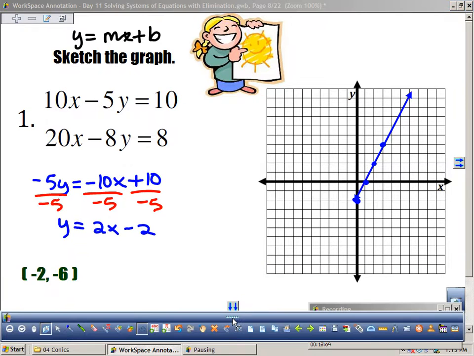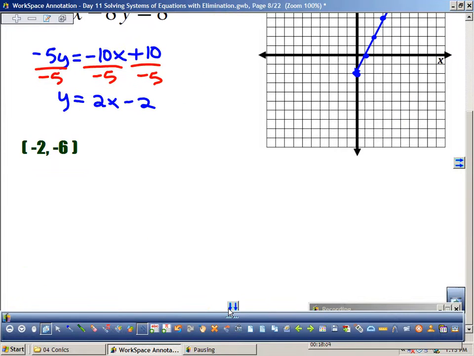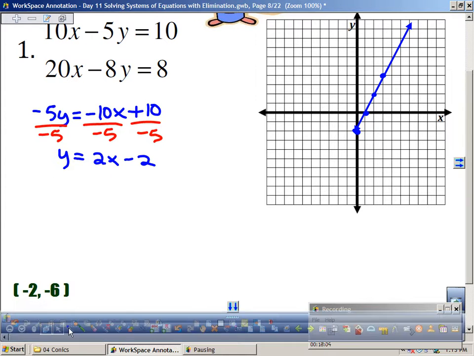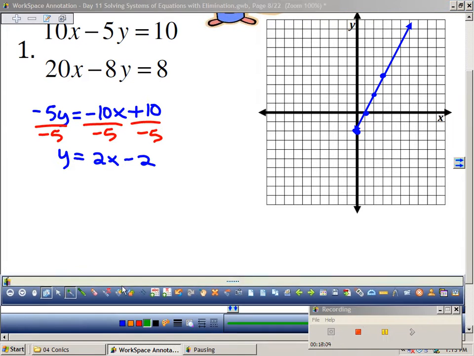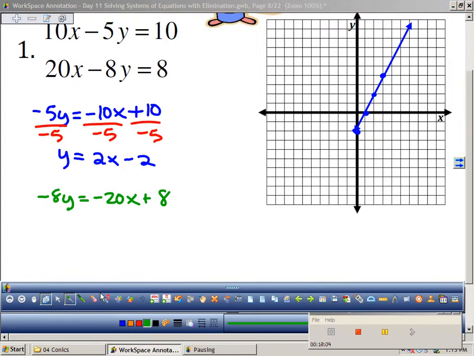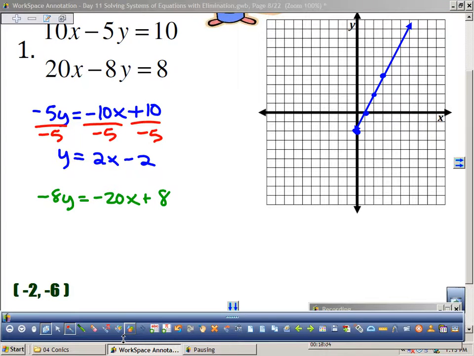Second one, same strategy. I'm going to make them both into lines and graph them. Because first I'm going to do the algebra, and then I'm going to graph it and check to see if my algebra was correct. See if they intersect at negative 2, negative 6. So let me change my color. I'm going to move that 20x, so it's going to be negative 8y equals negative 20x plus 8. Did I do something wrong? So I'm going to divide everybody by negative 8, which looks messy, but it's not really that bad.